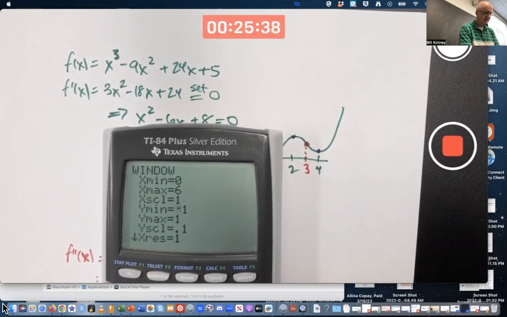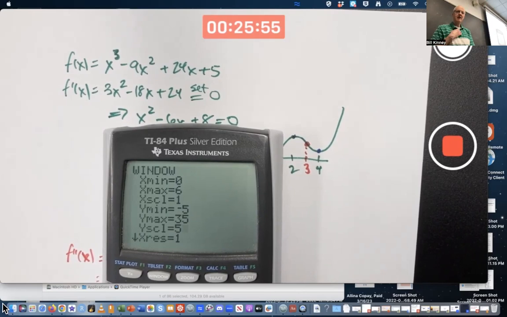For the y min, maybe I'll go ahead and keep it at -1, but I want to go up to at least 25 here for the y max. Maybe I'll make this -5 and make this 35 and make these tick marks 5 units apart or something like that. Let's see how it looks on this window.